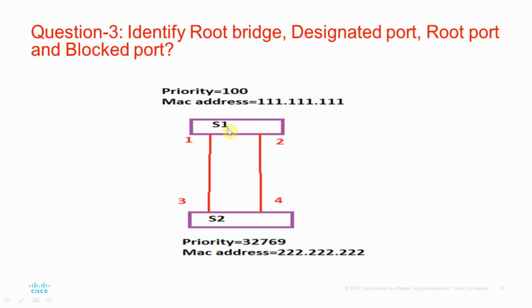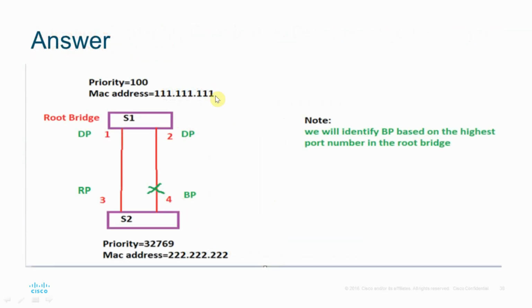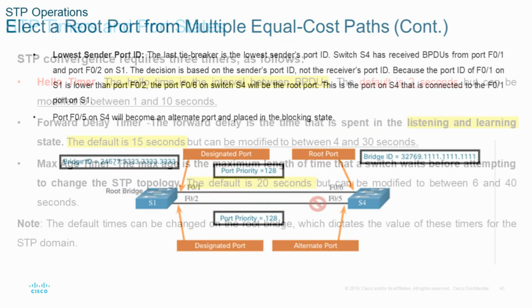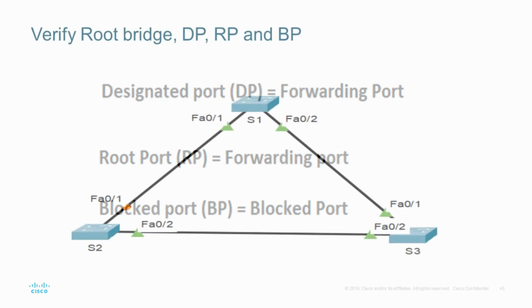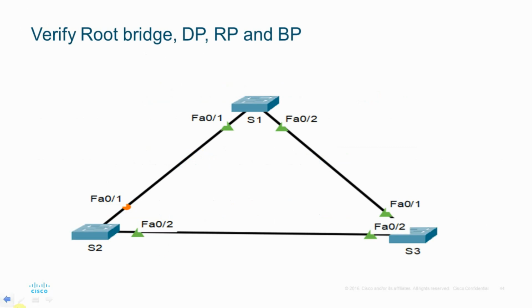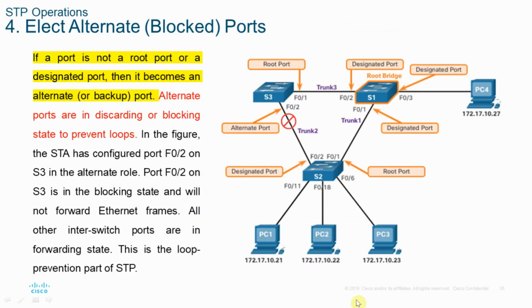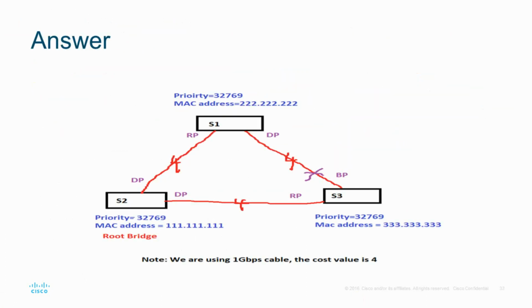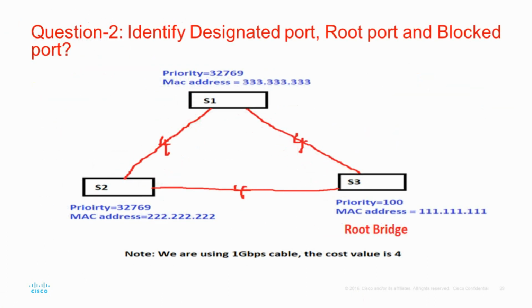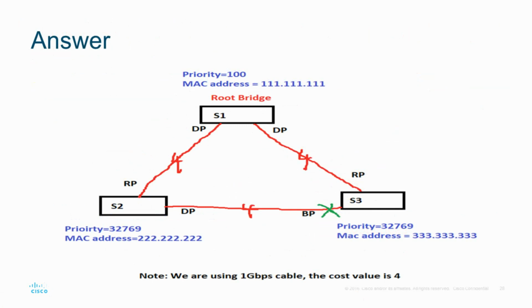Again here, two switches, S1 and S2. The priority is 100 here and this is 32769. So S1 will be the root bridge. Here also the same answer. S1 is the root bridge and the other switch will be the non-root bridge. I think that's all. Now we go with the second step.